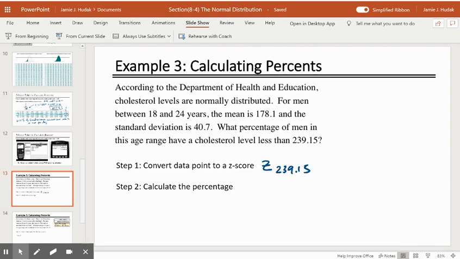So first we will find the z-score of 239.15, and then we will calculate the percent, but we have to go back and say what percentage of men in this age range have a cholesterol level less than? Our previous example with the calories was more than. More than shades to the right, less than shades to the left. So we have to keep that in mind when we're evaluating the percent.